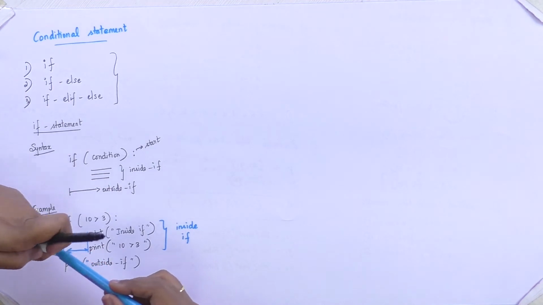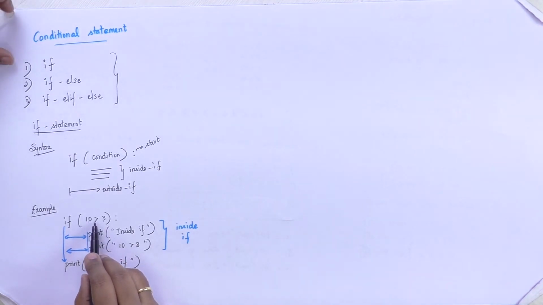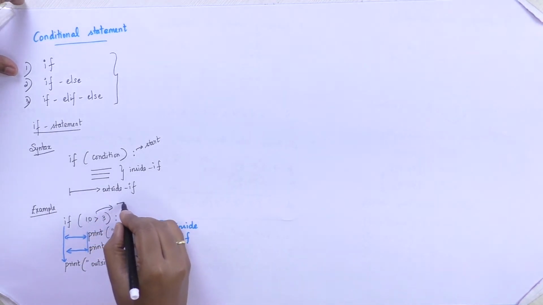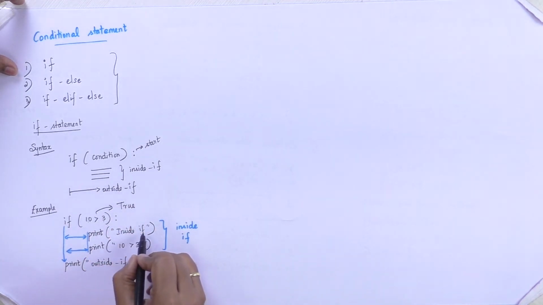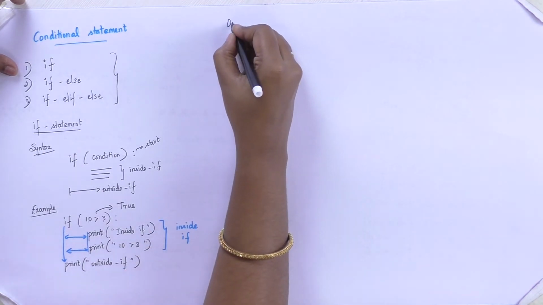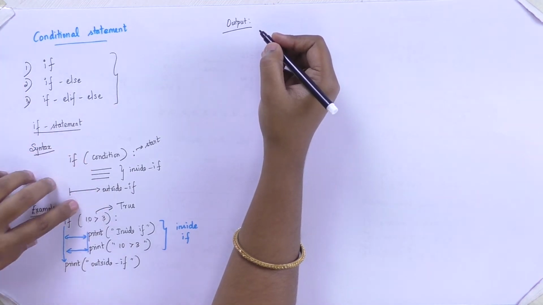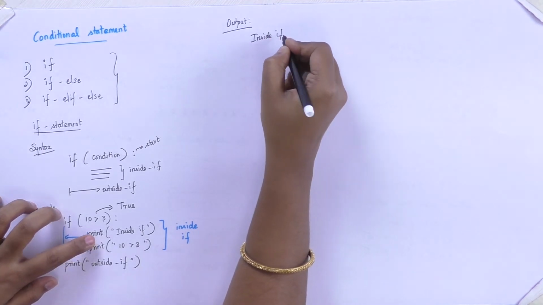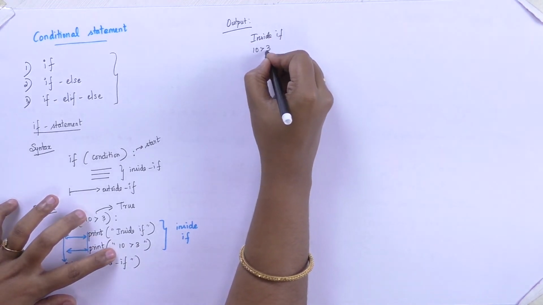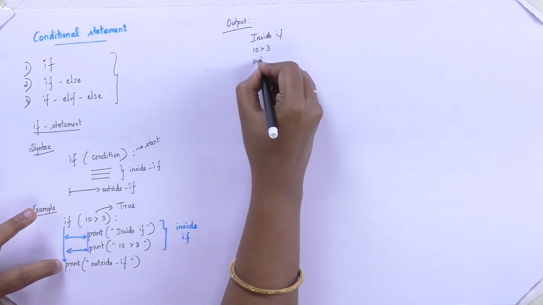When you execute this program, it will check whether 10 is greater than 3. Yes, 10 is an integer that is greater than 3, so the condition is true. It will get inside and print "inside if", and the next line prints "10 is greater than 3". Then I am done with the if block, I come out of it, and I print "outside if".